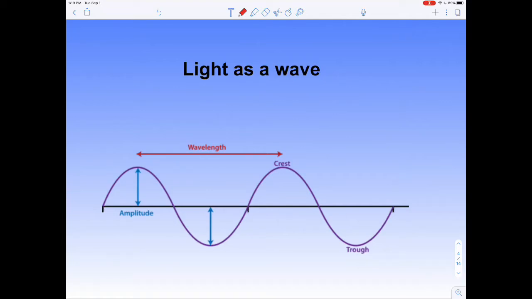So light as a wave: a wavelength is from one crest to another crest. It could also be one trough to another trough. And then the frequency is how often it goes through one cycle. So that's one cycle, and then this would be another cycle.